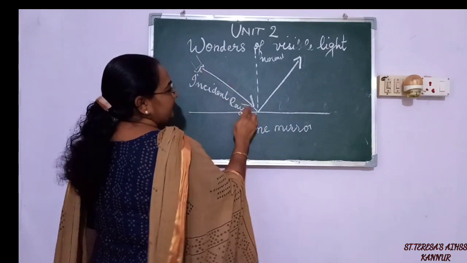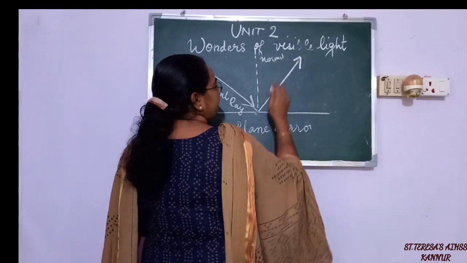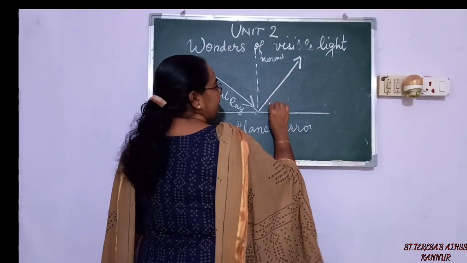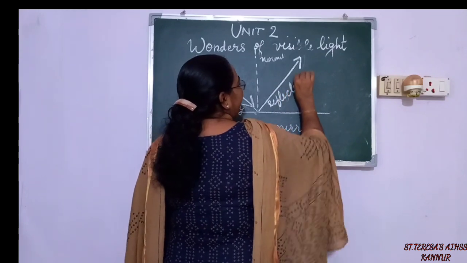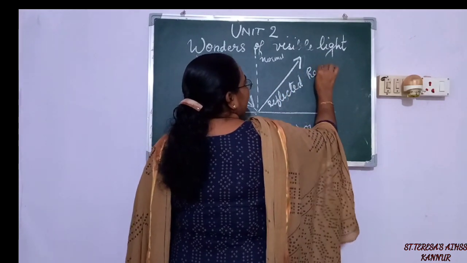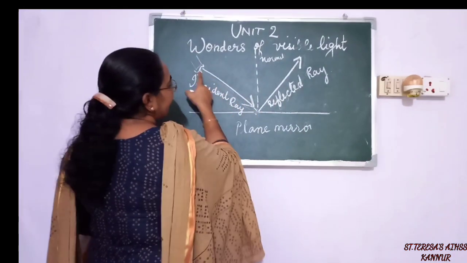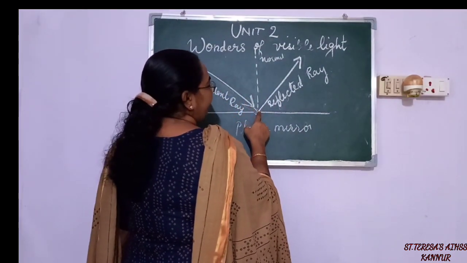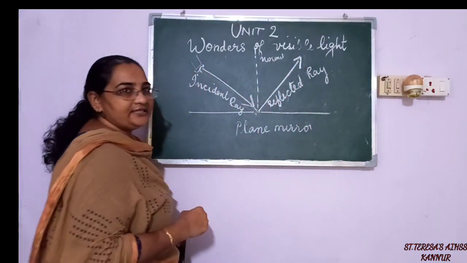When it falls here, touching the normal, it will get reflected in the same way. So this is coming here and falling on the mirror. From the mirror it is getting reflected. Because it is getting reflected, this ray is called the reflected ray. The light from the torch or the source is called the incident ray, and the light which is reflected onto another surface is called the reflected ray.